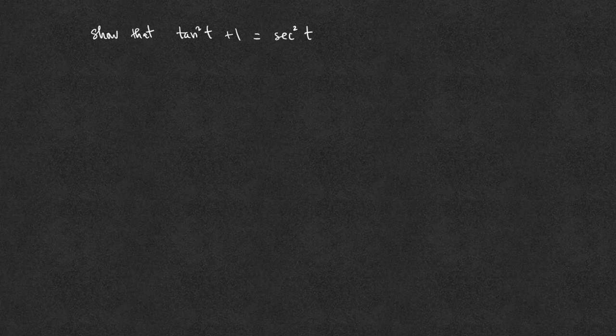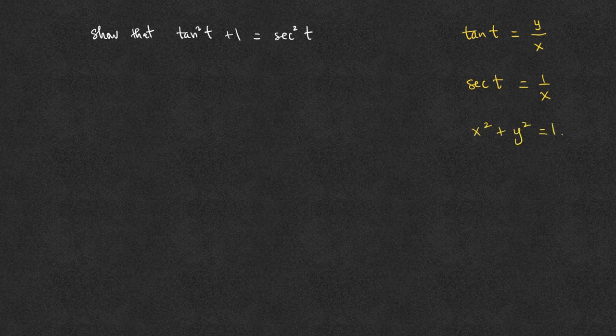Show that tangent squared of t plus 1 equals secant squared of t. Recall that by the definition of the trigonometric functions, tangent of t is defined by the y-coordinate of the terminal point determined by t over the x-coordinate. And secant of t is determined by the reciprocal of x, which is 1 over x. And this is on the unit circle, so x squared plus y squared equals 1.